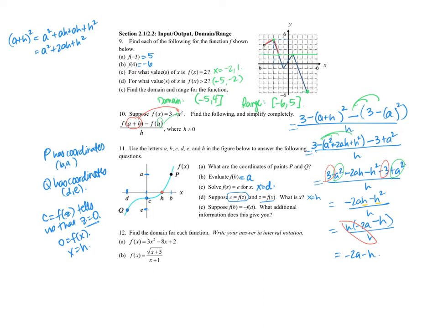Then it says, suppose that f of b is equal to negative f of d. What additional information does this give you? So if we had f of b equals negative f of d, well, what is f of b? F of b is a. So that tells us that a is equal to negative f of d, and f of d is e. That tells us that a is equal to negative e.